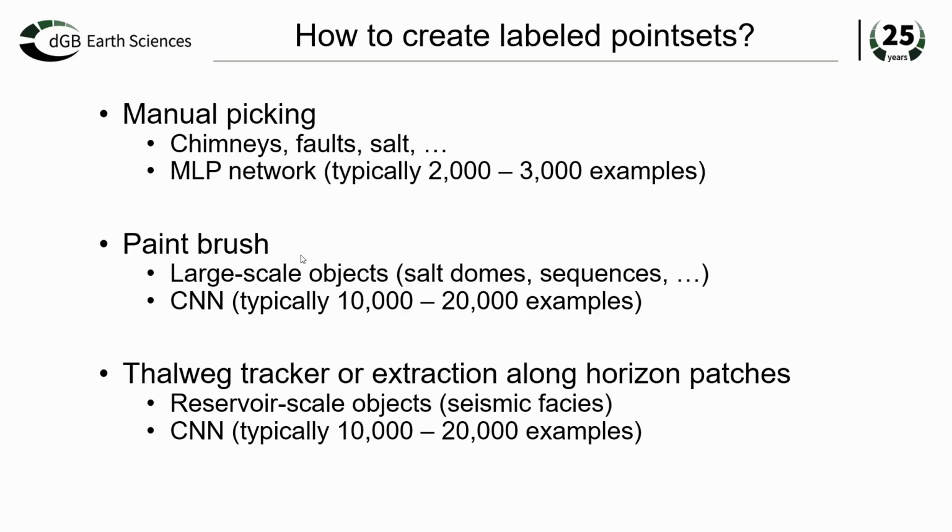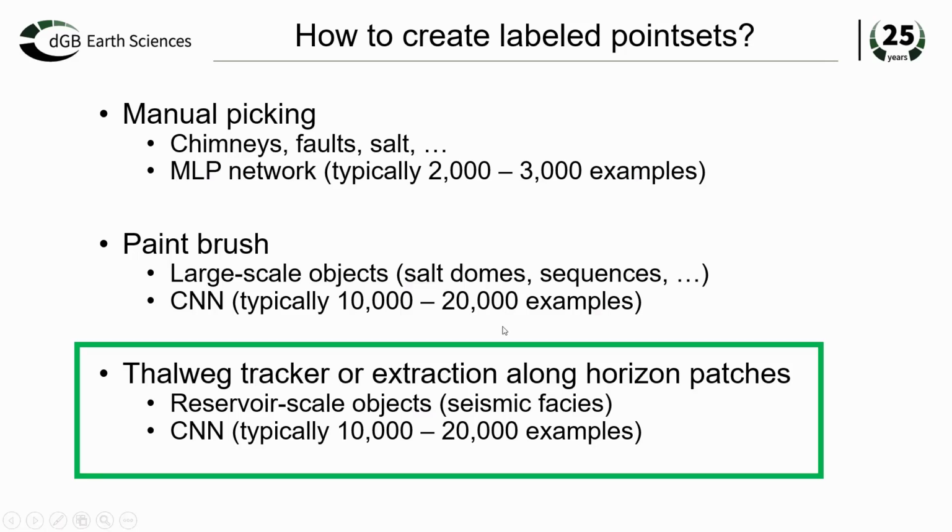The other option that we have is to interpret just regular small patches of horizons on a reservoir scale, if that is possible, and then extract point sets on top of those small horizon patches. And we can randomly generate a set number of randomly picked points along those horizons. And these would be then reservoir scale objects going into seismic facies for the convolutional neural network. Today we'll be focusing on the Thalweg tracker, and I will also be showing you how to use the paintbrush and how to extract points along a horizon.